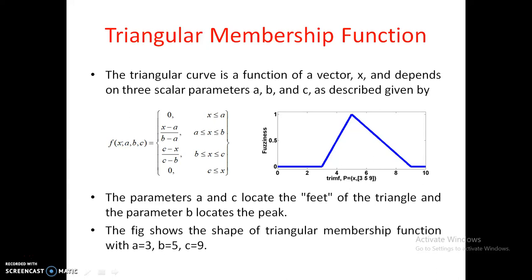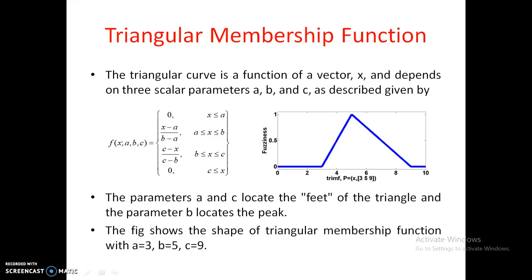Let us directly go to the diagram, which shows the triangular membership function for the values 3, 5 and 9. From 3 the line starts from 0 and rises to reach 1 at 5 on the x-axis, and then it declines gradually up to 9, and after 9 it will be 0. So that's the triangular membership function.